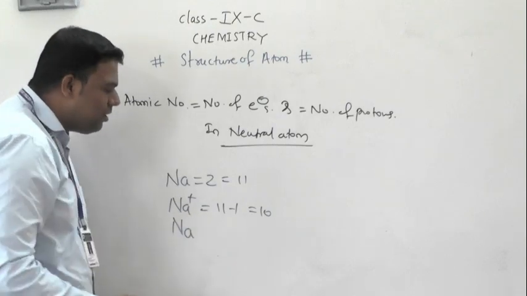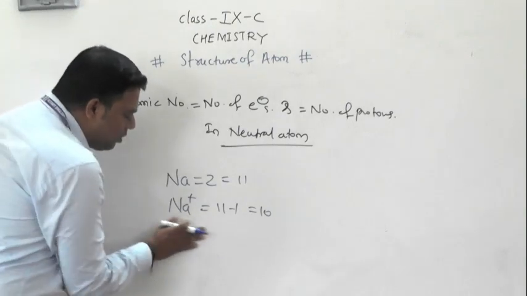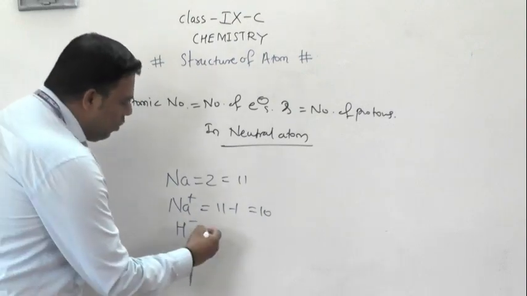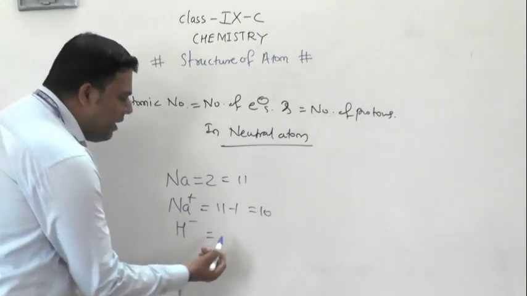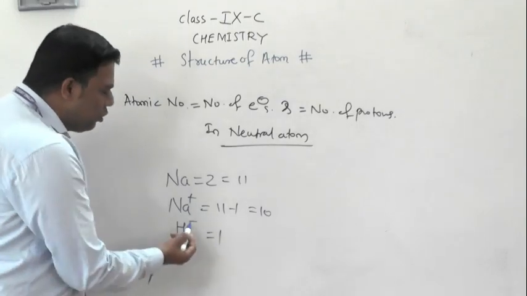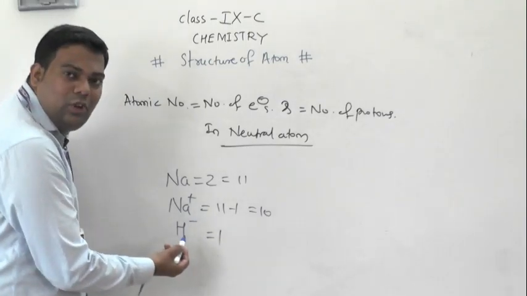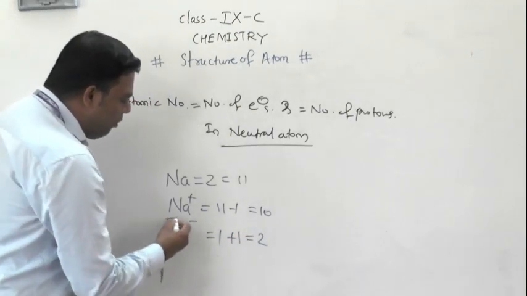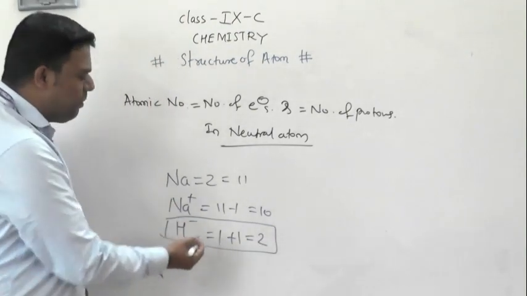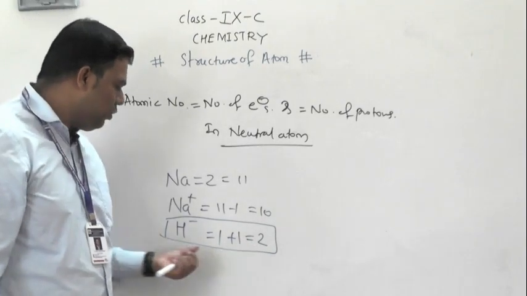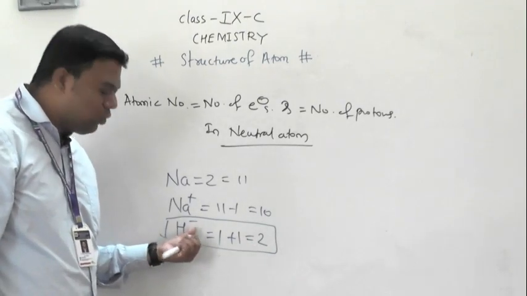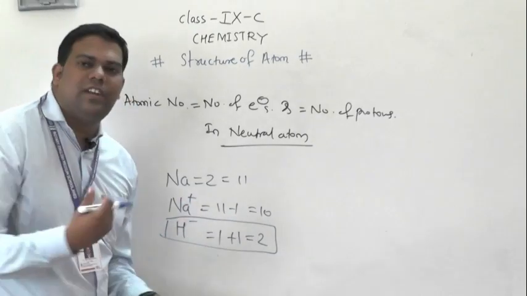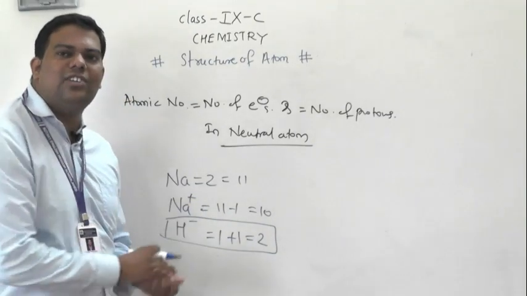And suppose you write H minus. As you know, the atomic number of hydrogen is 1. This minus means plus 1, so here it is 2. The number of electrons in H minus is 1 plus 1, which is 2, because minus means addition and plus means subtraction.